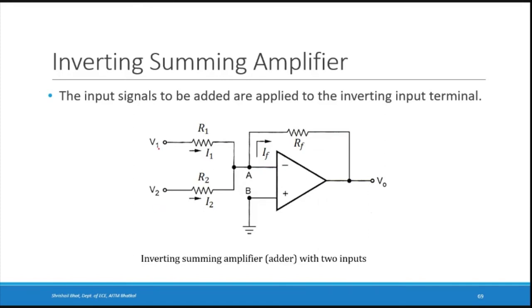What our circuit is supposed to do is add these two signals, V1 and V2, and the output voltage will be the inverted version of the sum of V1 and V2. The input signals to be added are applied to the inverting input terminal, as you can see here.